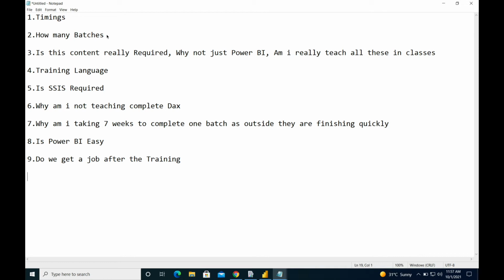It's only one batch. And a common question I get from people is: is this content really required? Yes, it is really required, because if you are going as a Power BI developer in any organization, by default they would expect a candidate to know all these things about SQL Server and Power BI, Power BI service. And there are also a few things that are part of business intelligence in Microsoft. That's why I'm covering these things. Why not just Power BI?